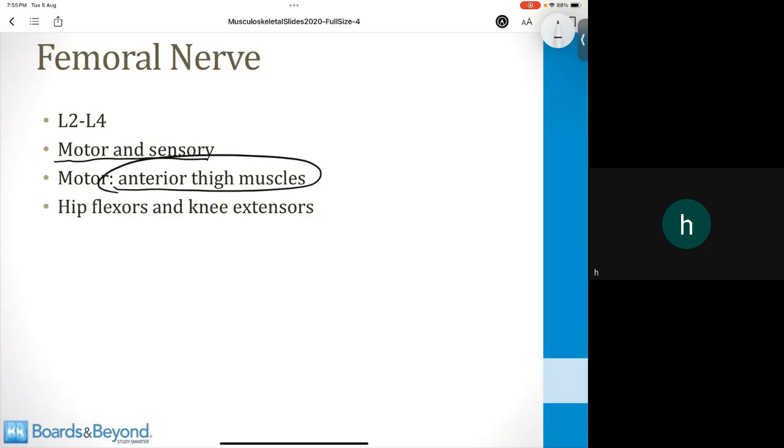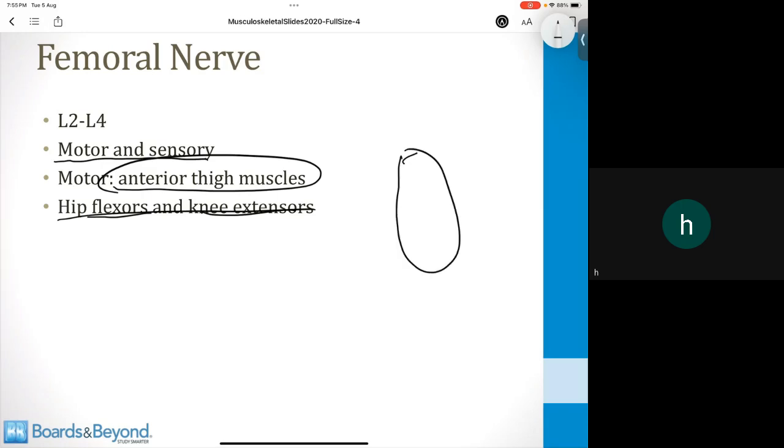In the anterior thigh, we have a group of muscles which we are going to discuss, and the femoral nerve is going to supply those muscles. If they're present in the thigh, what would be the function of those muscles? Really important. They are going to be causing flexion at the hip joint, but extension at the knee joint. Hip flexors and knee extensor.